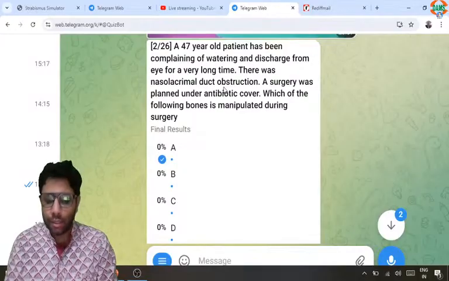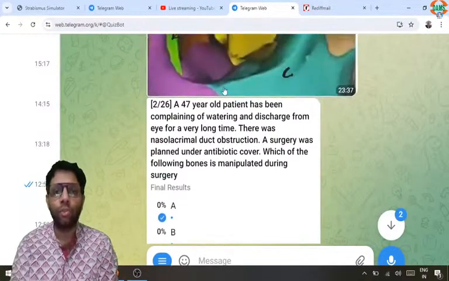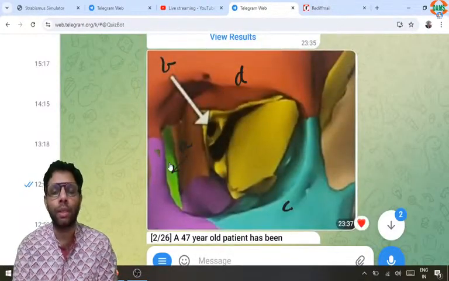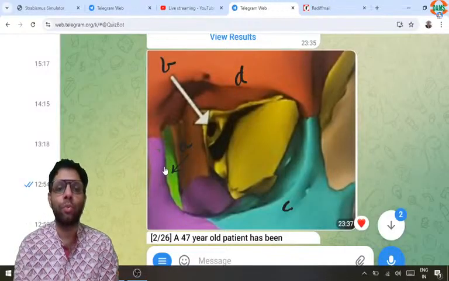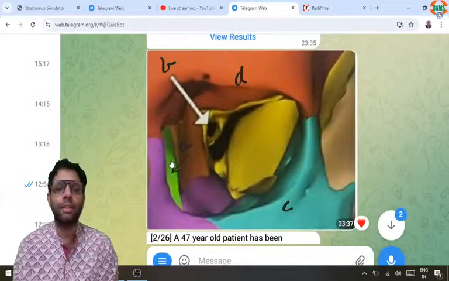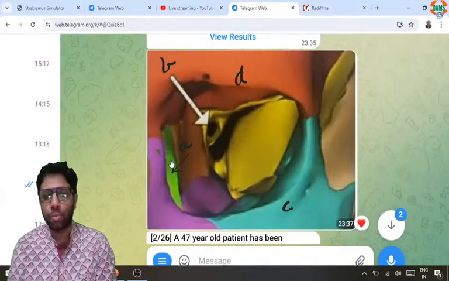And what surgery is planned? The surgery planned is DCR, dacryocystorhinostomy. Which of the following bones is manipulated? In DCR, you make an opening in the middle meatus through the bone and the lacrimal fossa. Lacrimal fossa is made by 2 bones, M and L. Here the answer is L, that is, option A is correct, that is lacrimal bone, DCR operation.